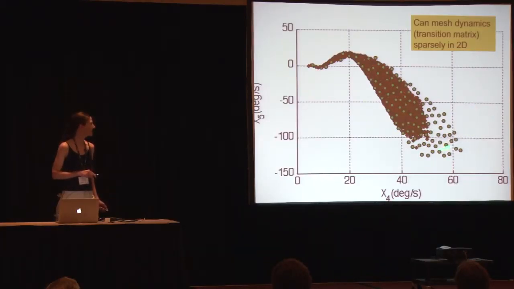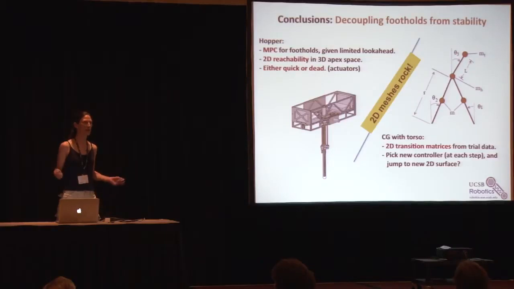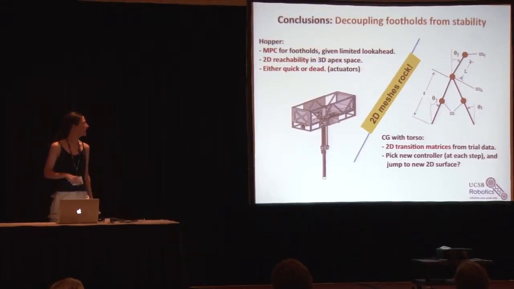It's extended slightly here to look at some extreme cases of terrain. And using that mesh, I can predict where failures are going to happen. I can predict what happens for different types of terrain. This is all promising work to try to make higher degree of freedom systems more tractable. So 2D meshes rock is the theme of this whole talk. Being able to think about dynamic programming for systems by reducing the dimensionality.